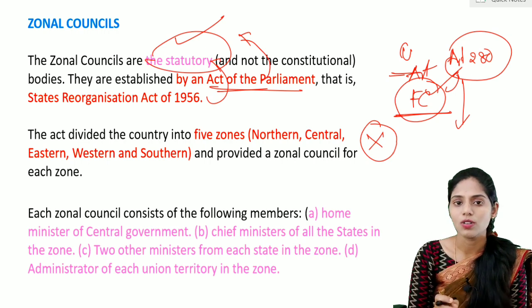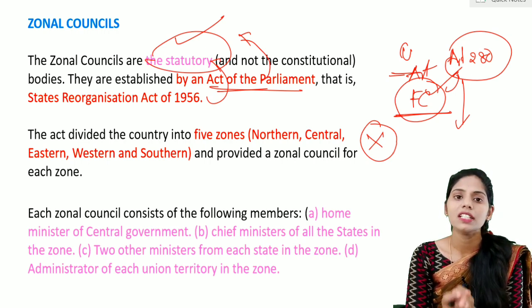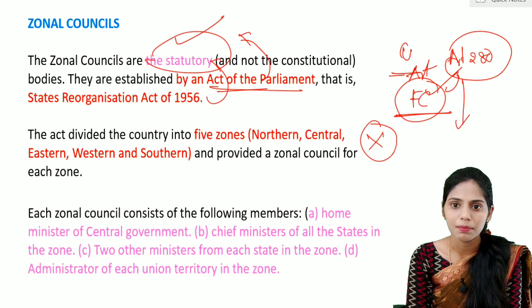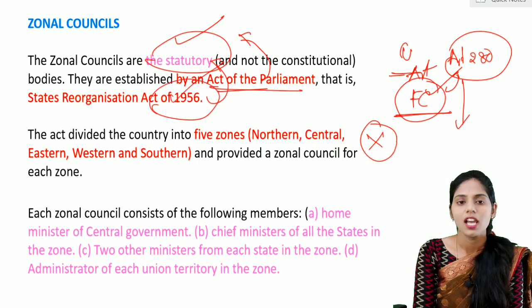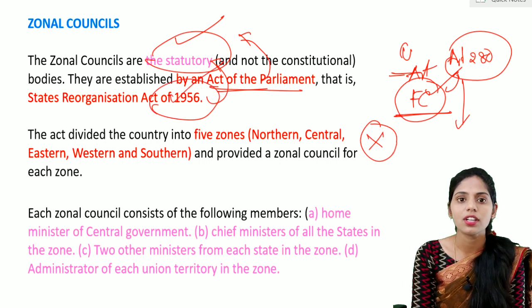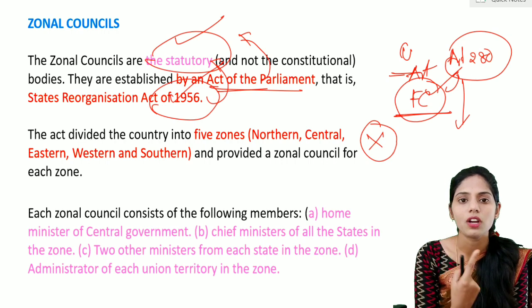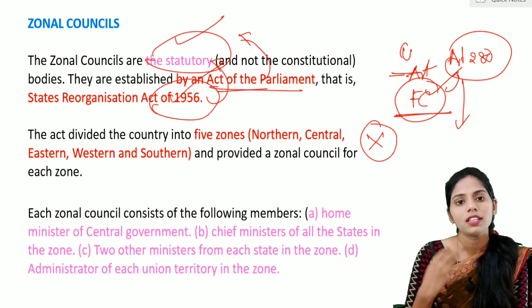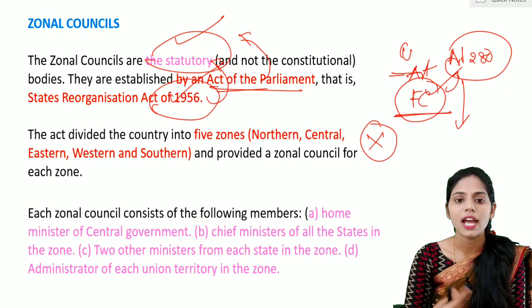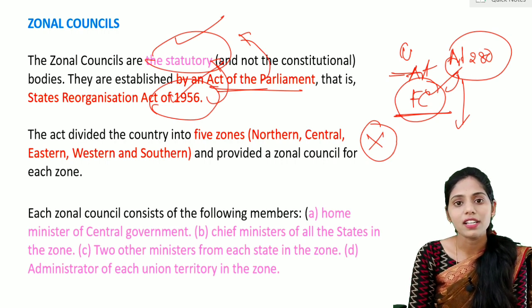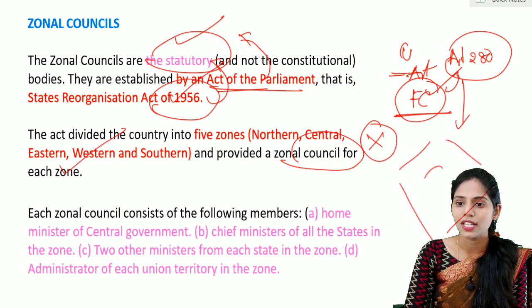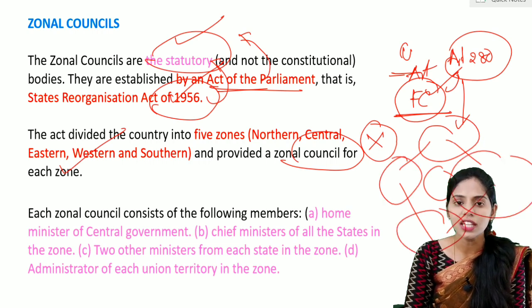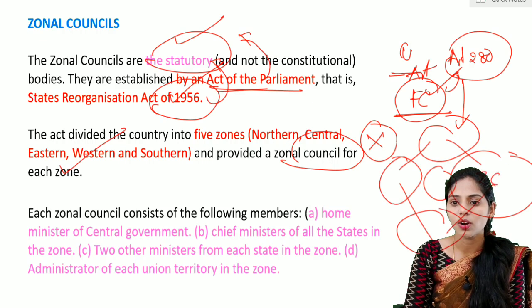So the Zonal Council is a statutory body established under an act of the Parliament, and that act is the States Reorganisation Act of 1956. This act divided the country into 5 zones. The first is the Northern Zone, second the Central Zone, third the Eastern Zone, then the Western Zone and the Southern Zone. They provided for a Zonal Council for each zone. So in each of the 5 zones of India, a Zonal Council is present.